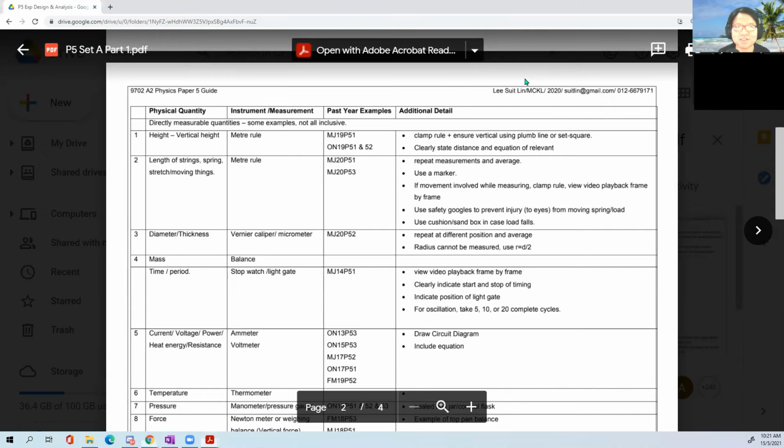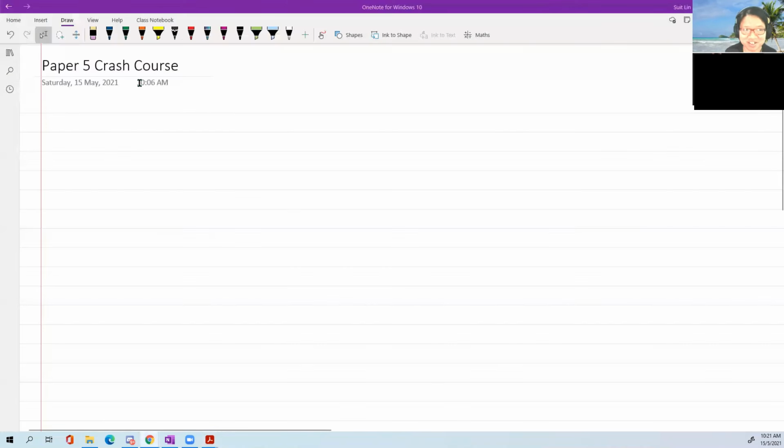In today's discussion, we are going to look at paper 5, and it's going to be a speed run crash course. So paper 5, as you all know, will consist of 2 questions. And generally, most of the struggle is in question 1. So we'll focus on that first, where you have to deal with experimental design.